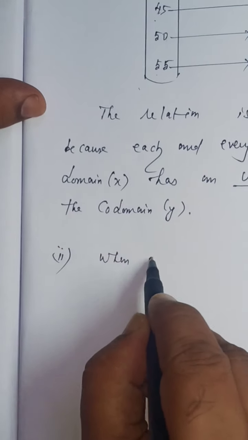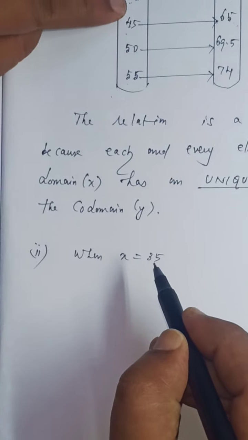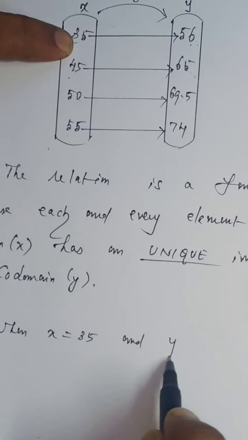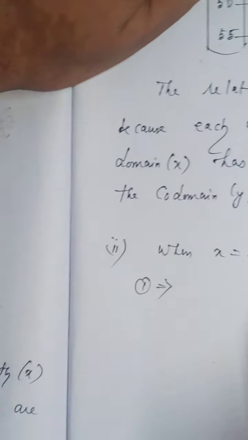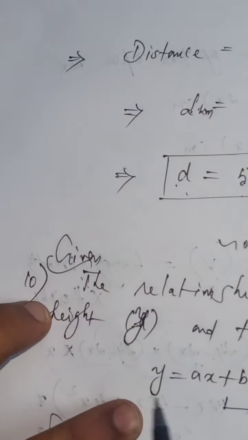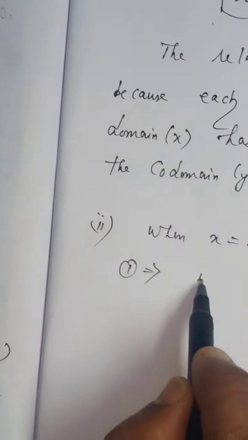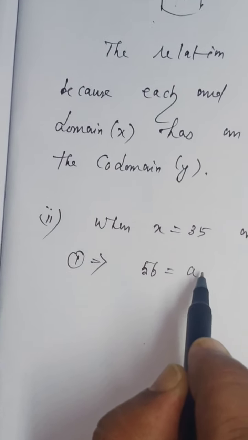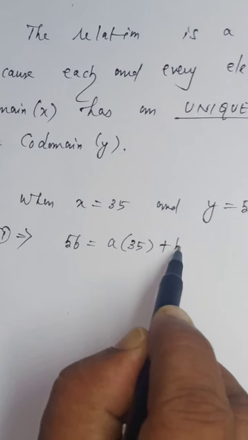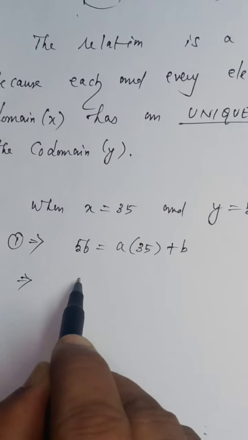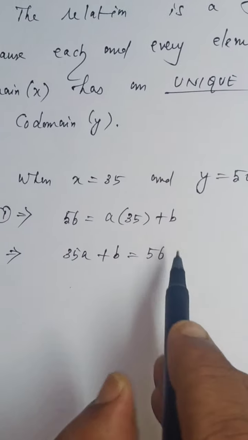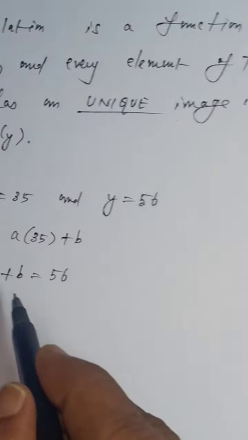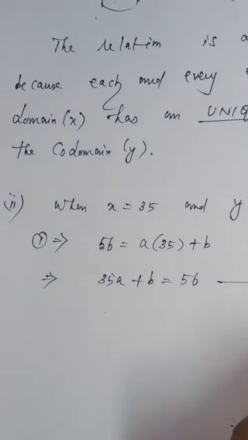When x equals 35 and y equals 56, equation number 1 implies, substitute the values of x and y in equation number 1. Y equals ax plus b. What is the value of y? 56. 56 equals a into x value 35 plus b. So we can write 35a plus b equals 56. So what I have done, I have written RHS in LHS, LHS in RHS. That is equation number 2.